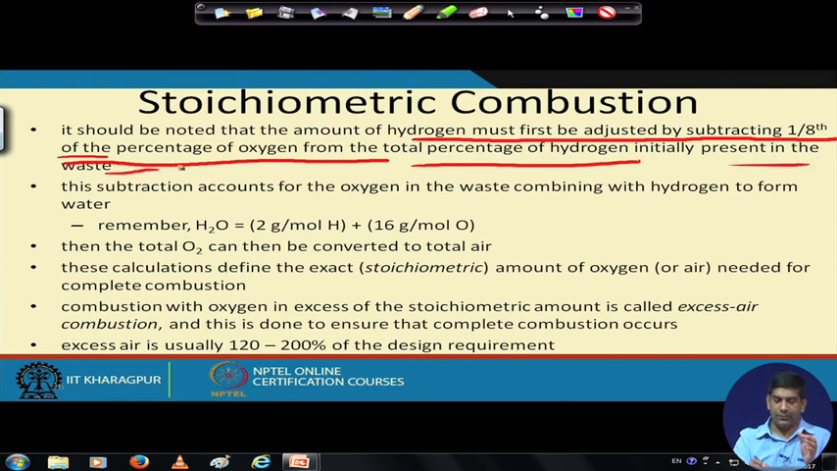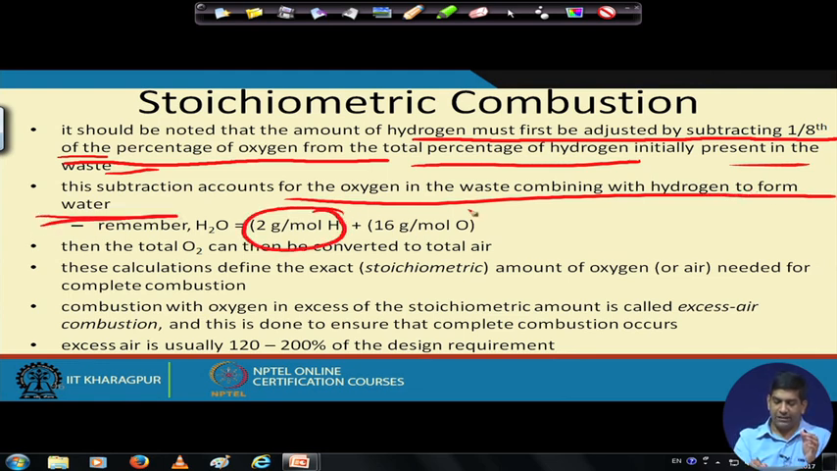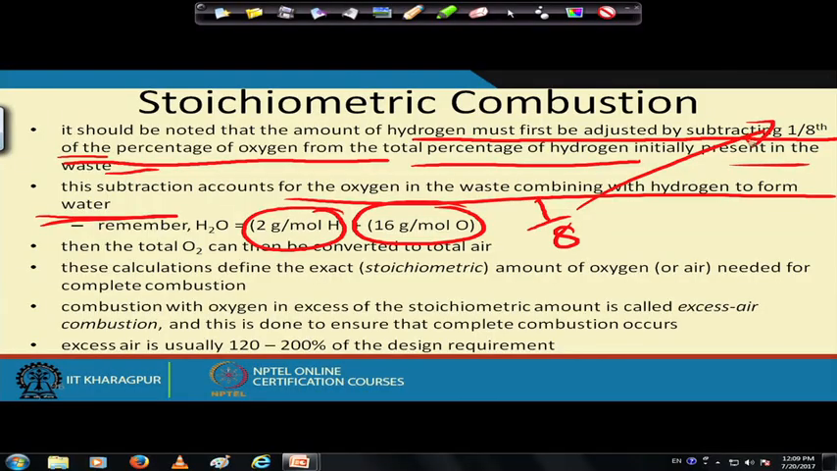This subtraction accounts for the oxygen in the waste combining with hydrogen to form water, because water is 2 grams per mole of hydrogen and 16 grams per mole of oxygen. So that's why it is 1/8. Since 1/8 of the percentage for oxygen is part of the hydrogen which is there in the form of water, we need to take into account that part. Then the total oxygen can be converted to total air.